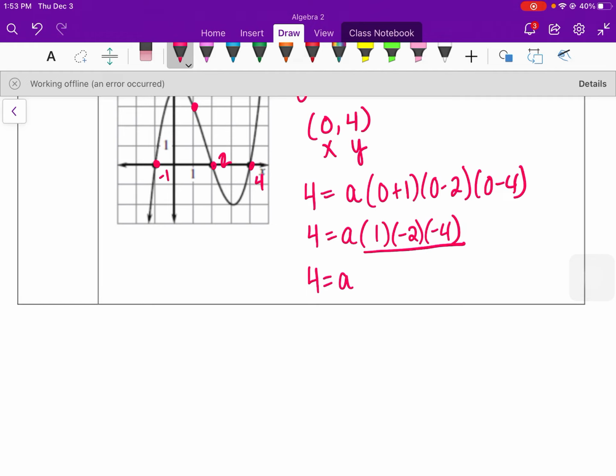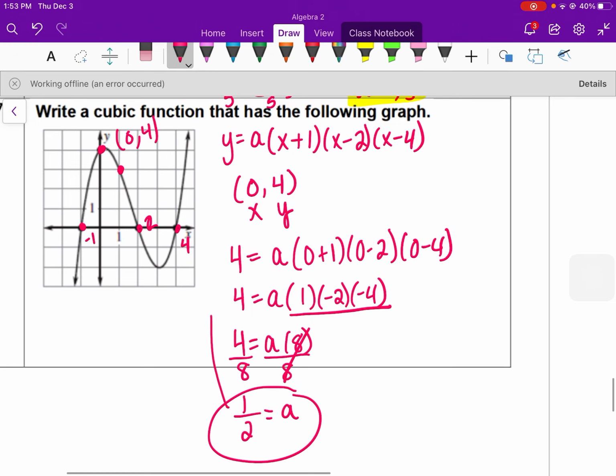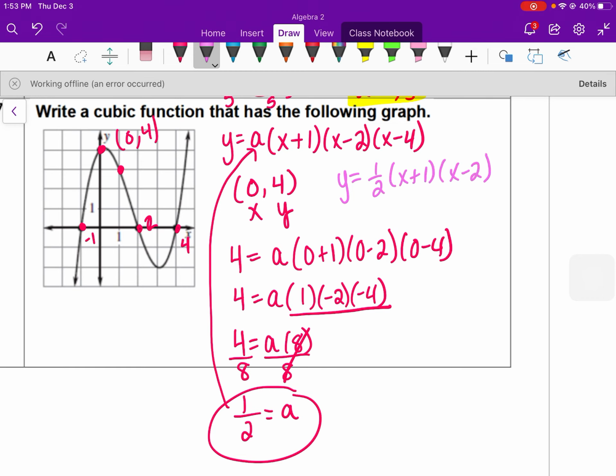1 times negative 2 is negative 2. Negative 2 times negative 4 is 8. Then finish solving for a by dividing both sides by 8. Now 4 over 8 does reduce to 1/2. So a equals 1/2. Then take that a equals 1/2 and plug it back into here for a. So the final answer would be y equals 1/2, x plus 1, x minus 2, and x minus 4.